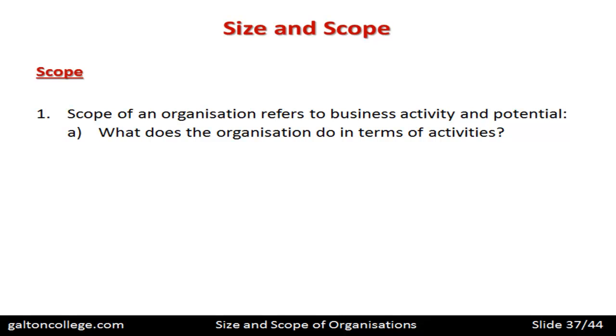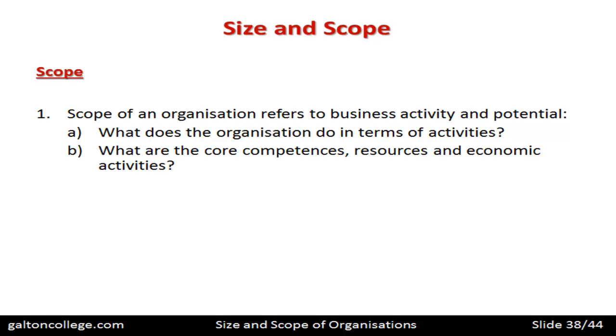The more limited it is, the less scope. If the company just produces the product and leaves it at that, then it's got just that particular aspect of scope. It just produces the product. But if it produces the product and markets the product and distributes the product, it's got more scope. It's developed more activities.